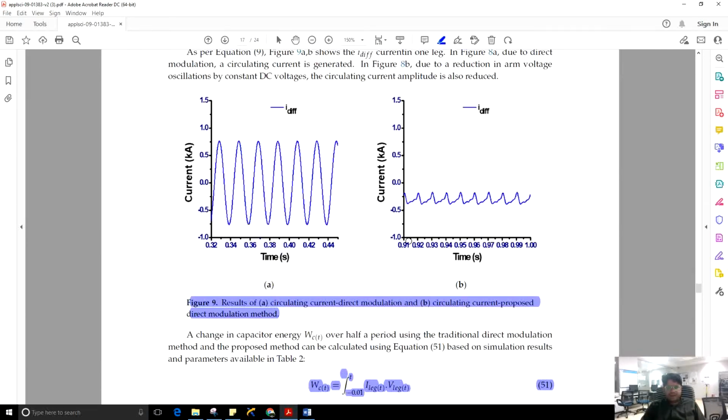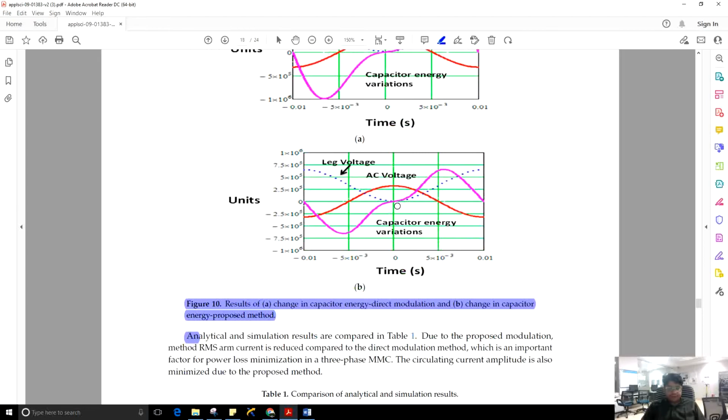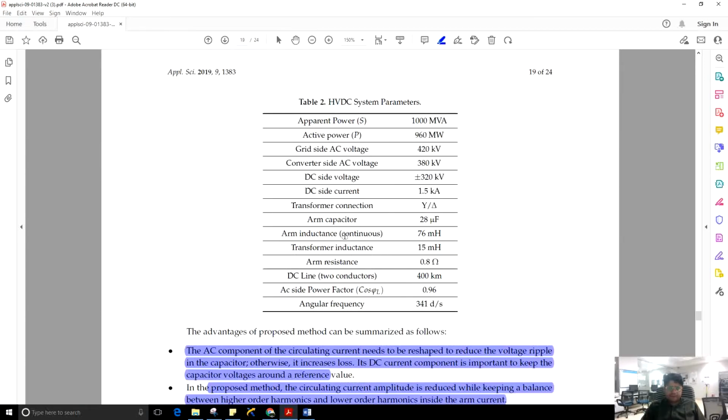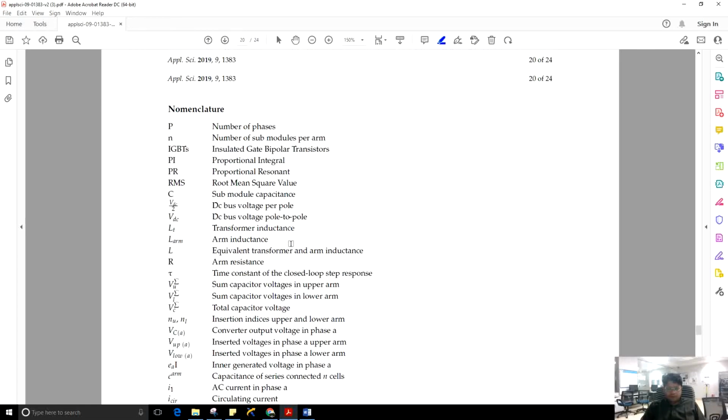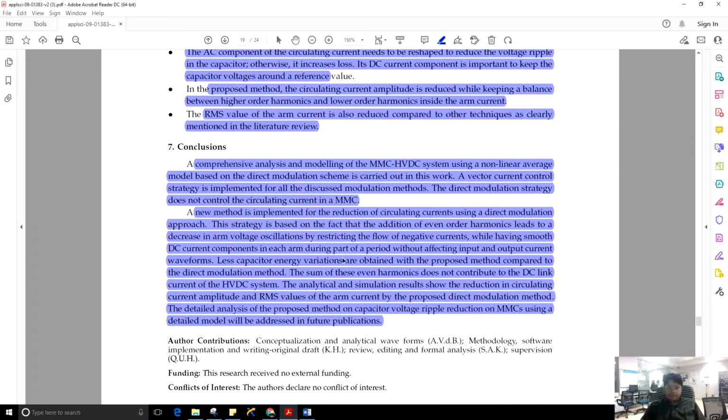You see, advantages: circulating current is significantly reduced in the proposed method as compared to direct modulation. Capacitor energy variation is also reduced in the proposed method. RMS current is significantly reduced. It is 0.65 kA, whereas in direct modulation it is 0.75. Differential current is also reduced in the proposed method, which is 0.2; otherwise in direct modulation it was 1 kA. So overall, we observed that the proposed method seems to be better than direct modulation.